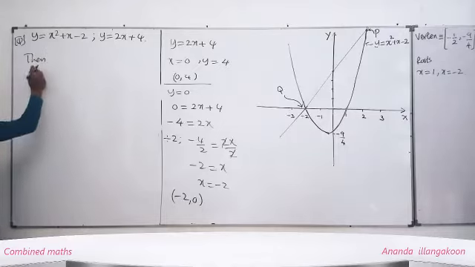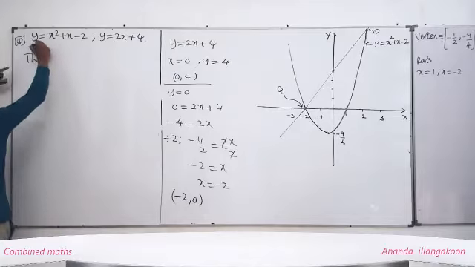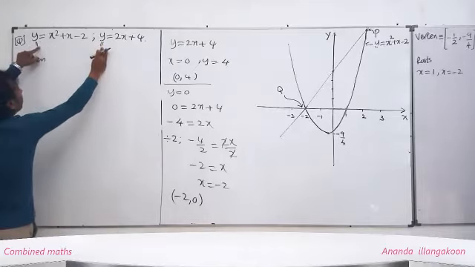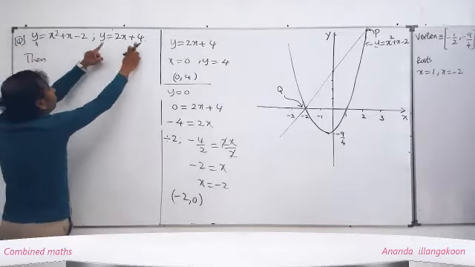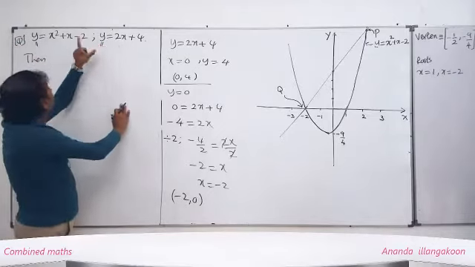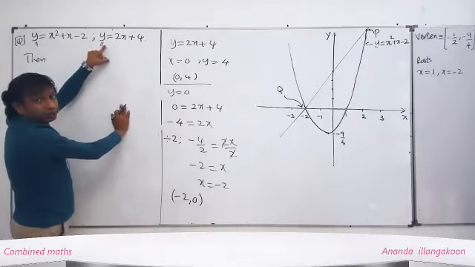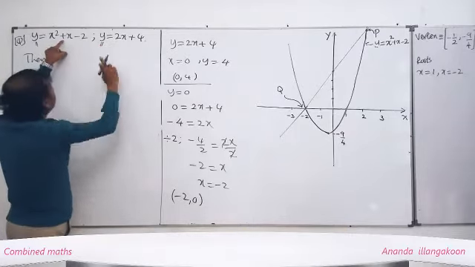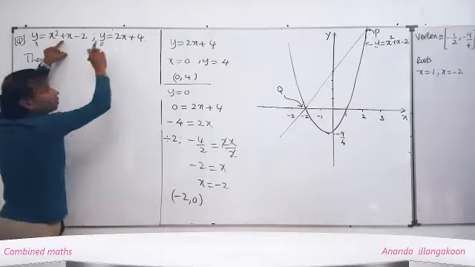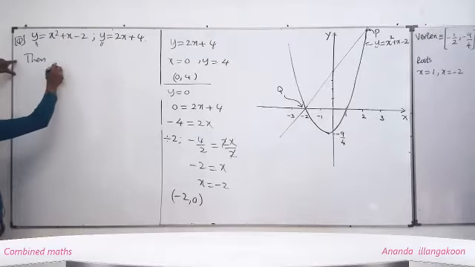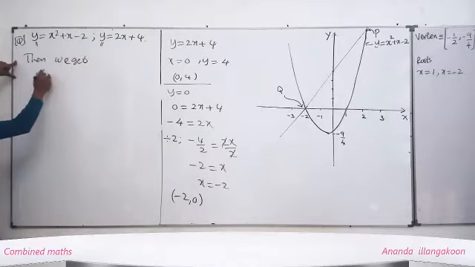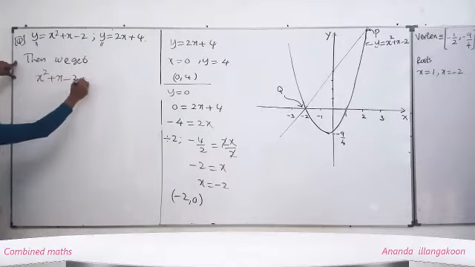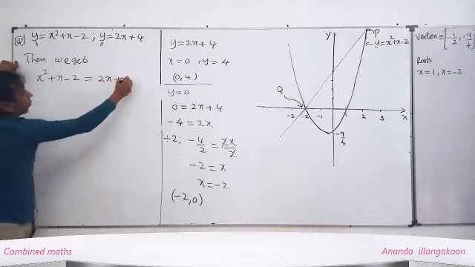Right, what do you get? This y value and this y value being equal means, people, if these two are equal, then the right hand sides are also equal, no people? Since this y is equal to this expression, and this y is equal to that one, these two also equal, right? Then what do we get? We get x squared plus x minus 2 is equal to 2x plus 4.